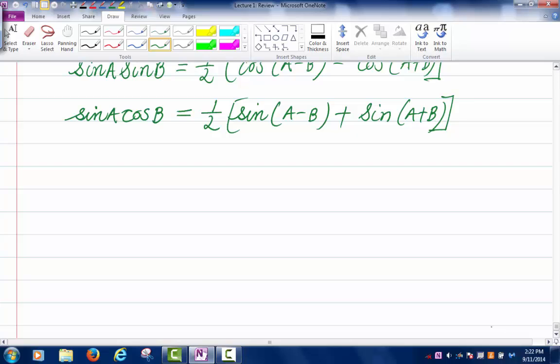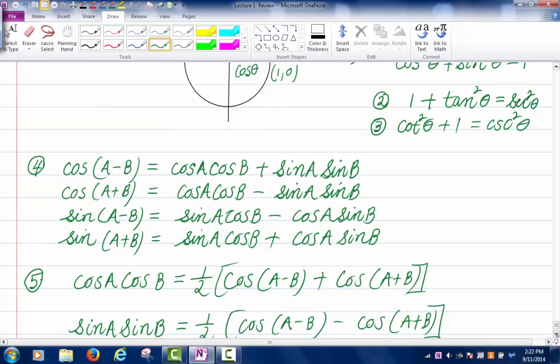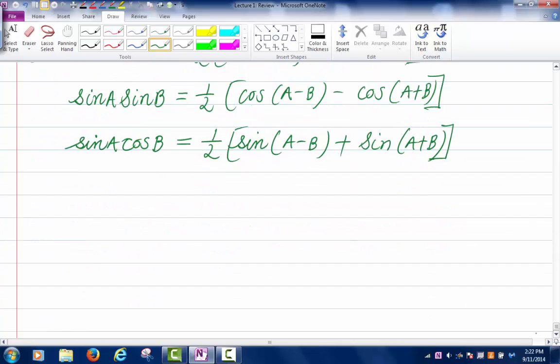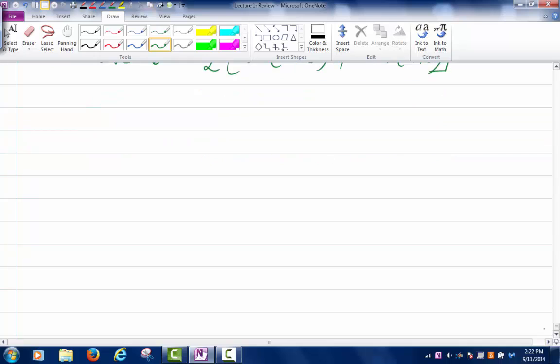This is what, 5? This was 5? Okay, we got more. 6. Double angle formulas. What is sine of 2 theta? Anyone remember sine of 2 theta? 2 times sine theta cosine theta. Okay, how about cosine 2 theta?